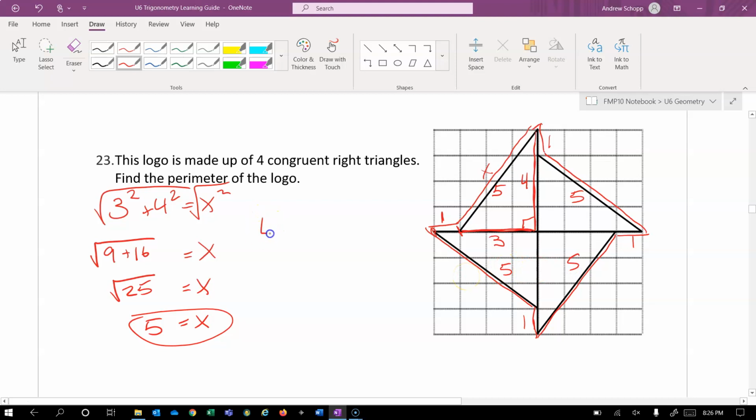So if we know that each of these side lengths are 5, then the perimeter would be 4 of those side lengths, 4 times 5, plus 4 of those 1 unit side lengths. Totaling that up, we would get 24 units.